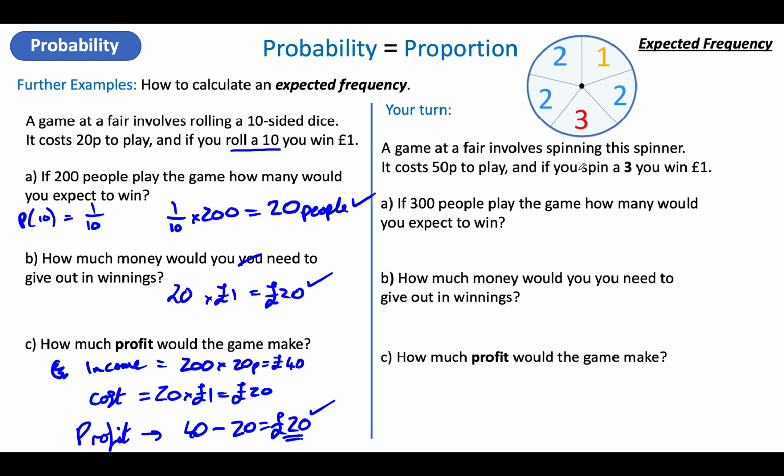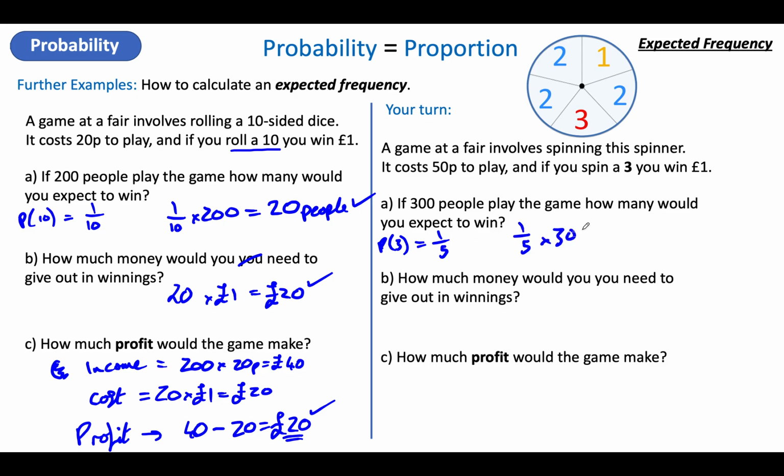Okay, a game at a fair involves spinning a spinner. It costs you 50p to play. If you spin a 3, you win a pound. So firstly, if 300 people play, how much would you expect to win? Well, what's the probability of getting a 3? It's 1 in 5, because one of the segments out of 5 is a 3. So that's the proportion that will win.